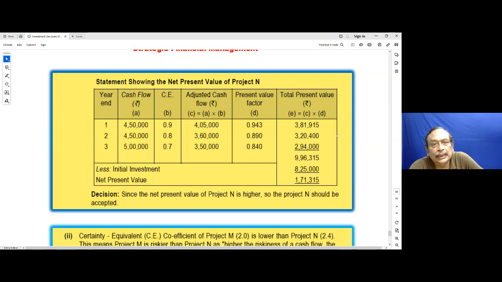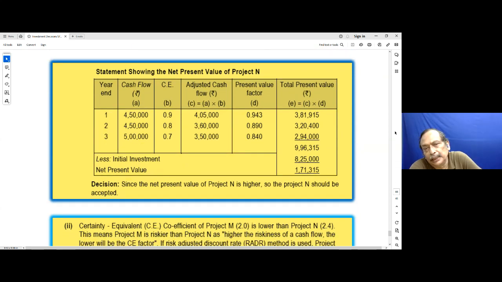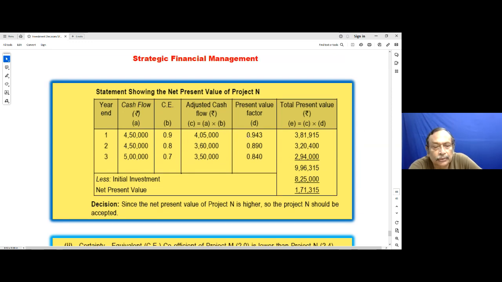Now, statement showing the net present value of project N, in a similar manner, we get the net present value. So as far as total present value is concerned, for project N it is 9,96,315. Less initial investment, that is 171,315. That is net present value. So decision: since the net present value of project N is higher, project N should be accepted.